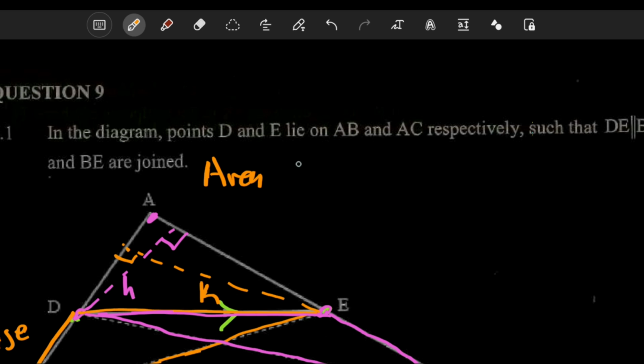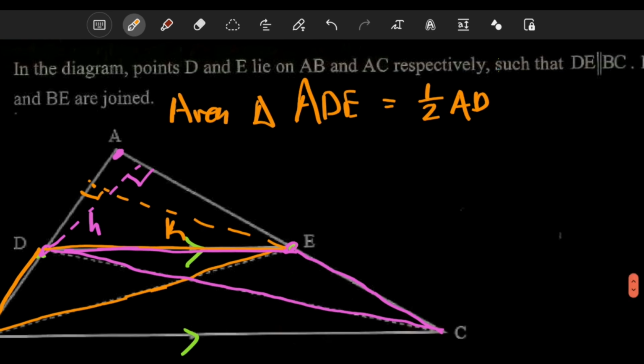area of triangle ADE. The area of triangle ADE is a half. The base is AD. Yes, we can see that. And the perpendicular height is K. You see, that's the area of ADE.